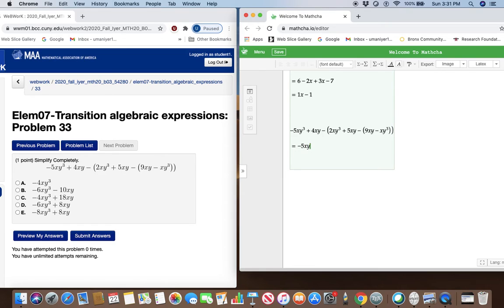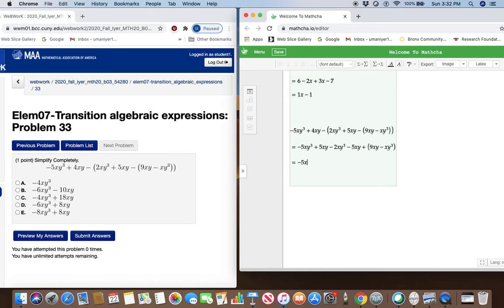Minus 5xy to the power 3 plus 4xy. Distribute the negative. Negative 2xy cubed. Negative 5xy. Negative and a negative, positive. Parenthesis 9xy minus xy power 3. So notice I did not open the inner parentheses yet. So that negative with that negative is a positive. Now let me open this parenthesis.